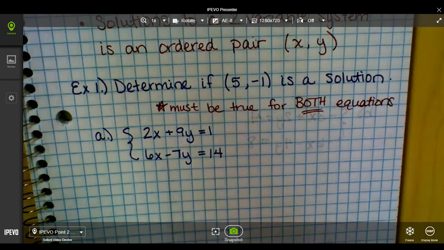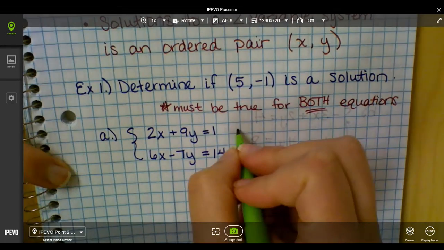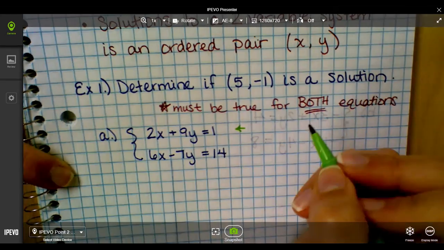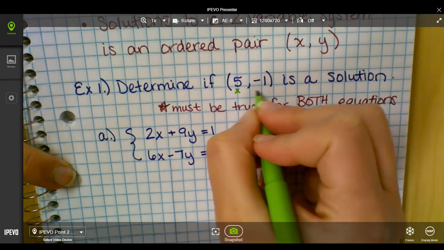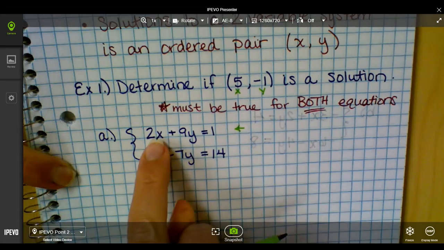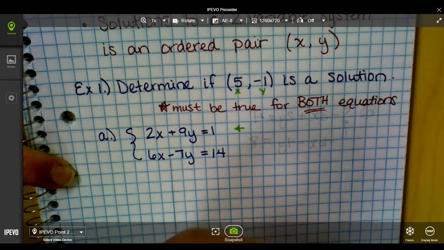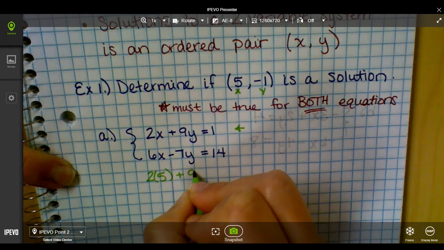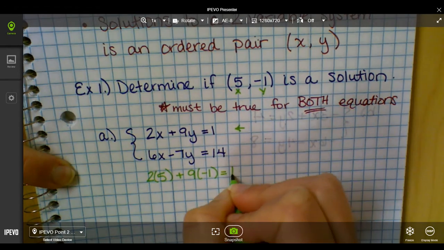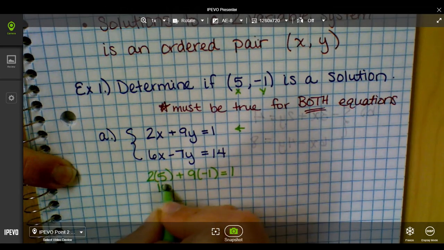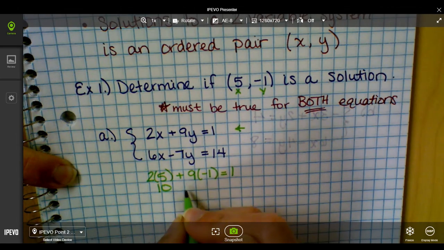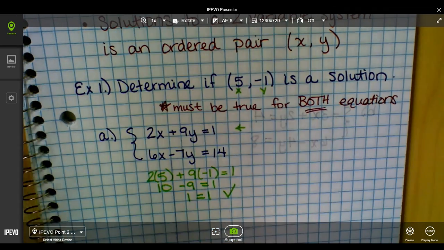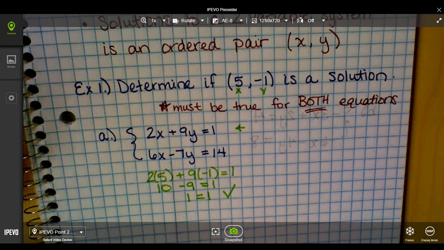All right, so when I plug this in over here, I want to make sure that it's true for both. So the first one I'm going to do in green. And again, if you want to label these up here, this is your x, this is your y. So if we're trying to figure out if this is true, we're just going to plug it in. So I'm going to have 2 times 5 plus 9 times -1, and this should equal 1. So 2 times 5 is 10. 9 times -1 is -9. That should equal 1, and it does. So for this one, we're off to a good start.